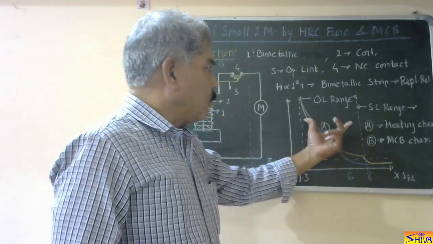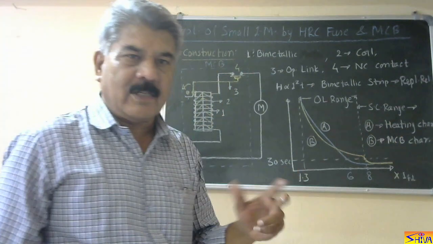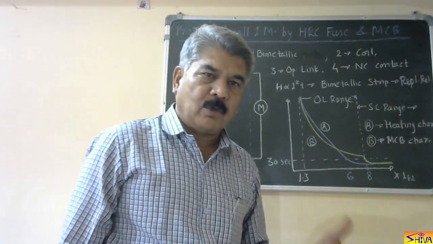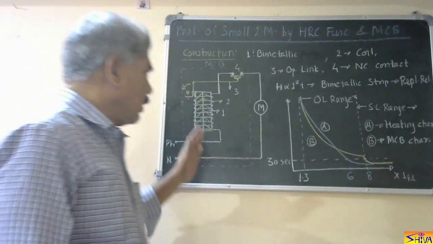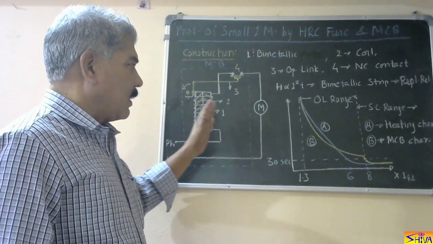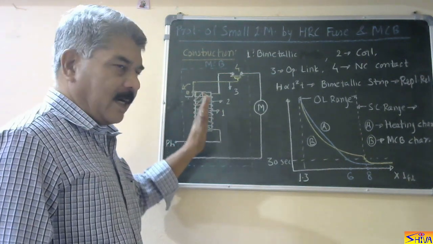So up to this point it is overload range, after that it is short circuit range. It means it is 2 in 1. It provides overload protection as well as short circuit protection. Now let us see how it operates. In normal condition, when current is not exceeding the full load current of the motor, it remains intact.